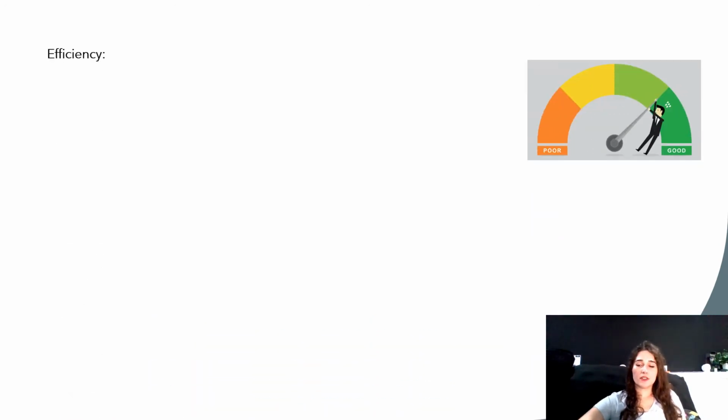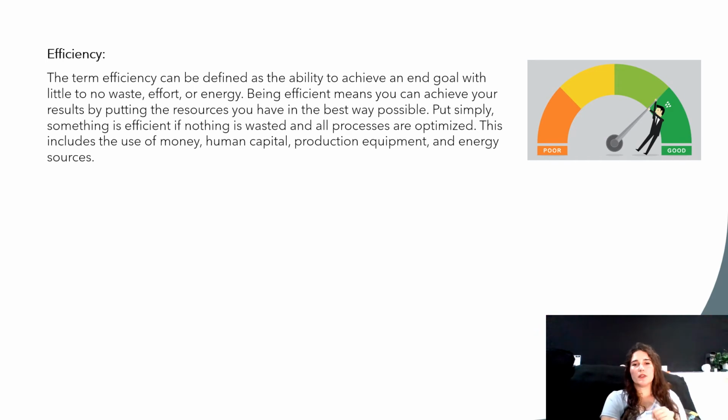Then we have efficiency. Efficiency can be defined as the ability to achieve an end goal with little or no waste, effort, or energy. Being efficient means that you can achieve your results by putting the resources you have to use in the best way possible. In simple words, we can say that something is efficient if nothing is wasted and all the processes are optimized. This includes the use of money, human capital, production equipment, and energy sources.